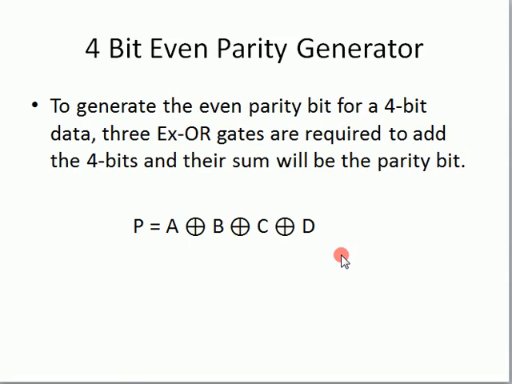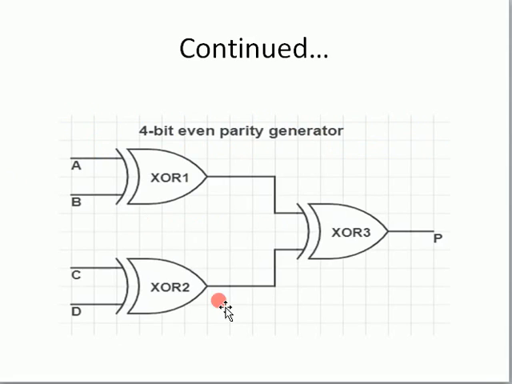Now for the 4-bit parity generator, as with the 3-bit parity generator, the truth table has been formed. Similarly, for the 4-bit parity generator, we will draw the truth table, and when we solve it, we get the expression P is equal to A exclusive OR B exclusive OR C, and then exclusive OR D.